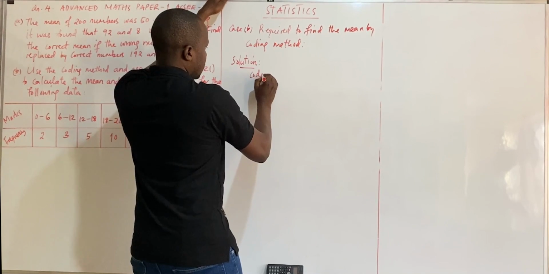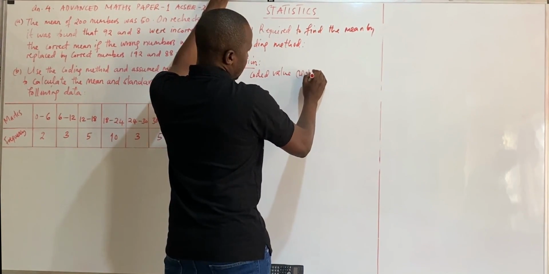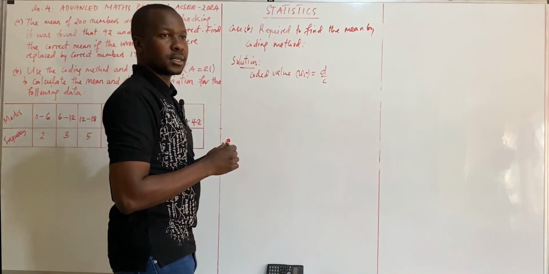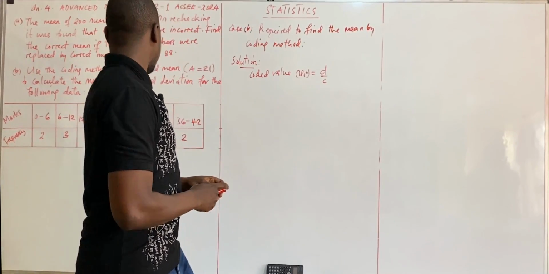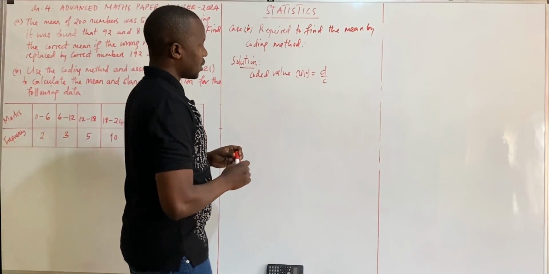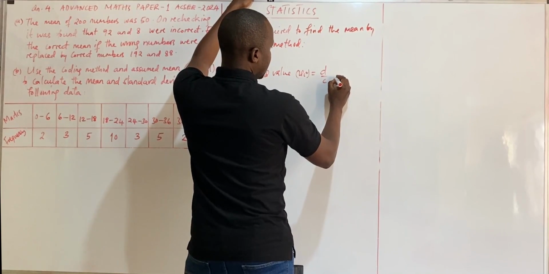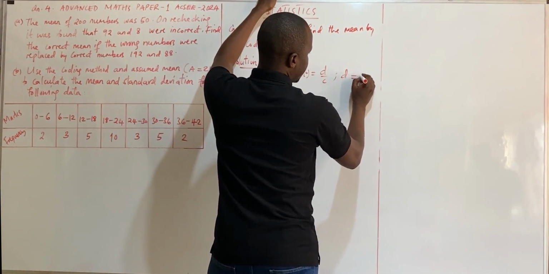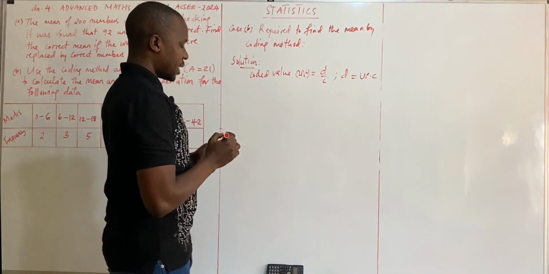the coded value u sub i is obtained by taking the deviation and dividing by the class size. So if we take the deviation divided by the class size, or the interval size within these groups, we obtain the coded value. It means that if you want to replace the deviation by the coded value, it is u_i, the coded value, times the class size.